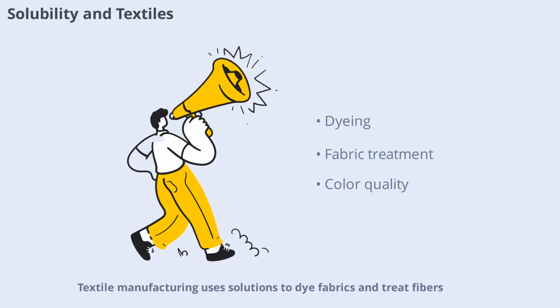Textile manufacturing uses solutions to dye fabrics and treat fibers. The solubility of dyes in chemicals affects color quality and fabric performance. Mastering solubility ensures vibrant, long-lasting textiles.